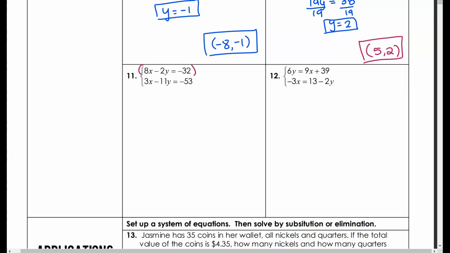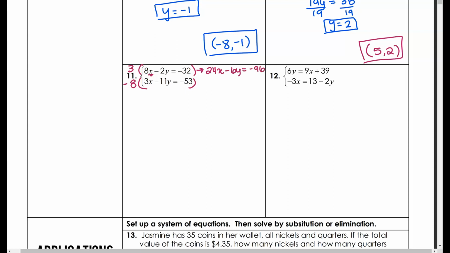So I'm going to take the top and multiply it by 3. I'm going to go ahead and get rid of that x. I'm going to take the bottom and multiply it by 8. But because I want one of them to cancel out, I'm going to multiply by negative 8. So this equation will then turn into 24x minus 6y equals negative 96.